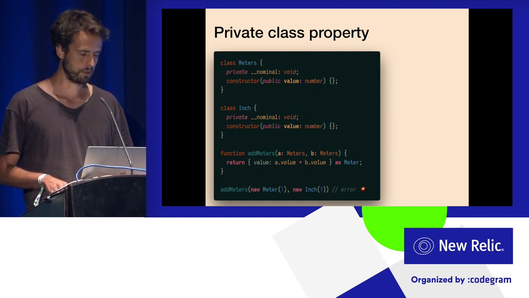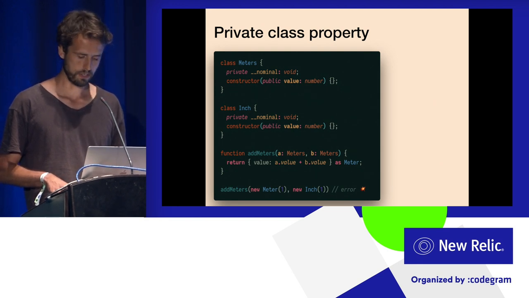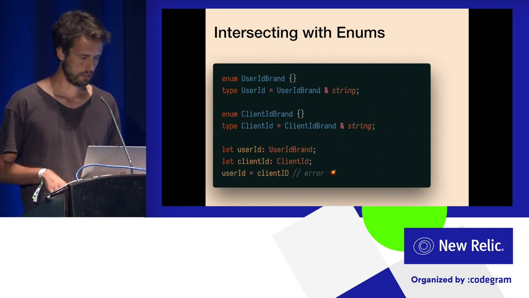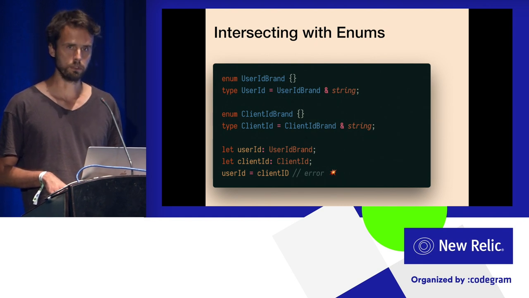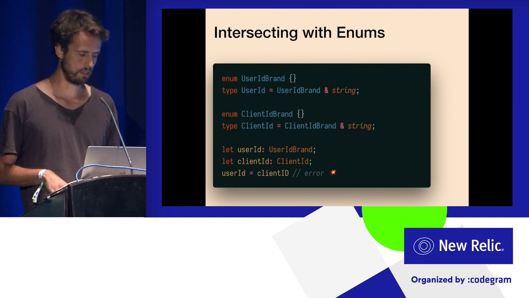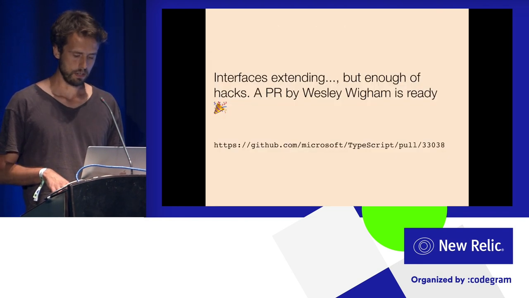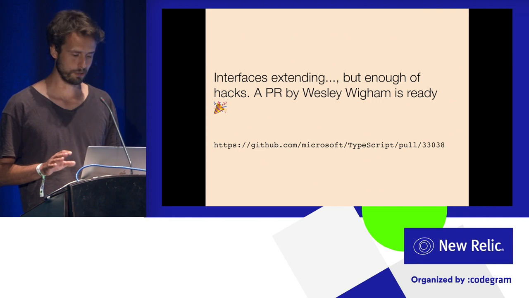You can use a private class property here. If a class has a private property, then the class or the interface becomes unique. And you can also intersect with enums, because enums are always unique in TypeScript. So if you intersect an enum with a string, then it becomes unique.